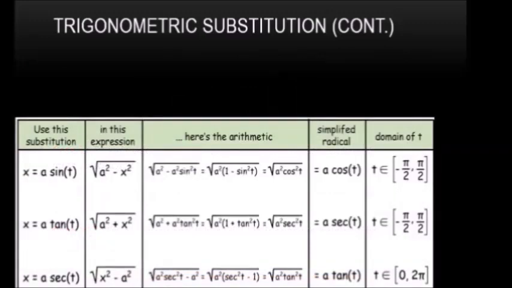This table here is helpful if you have an integration in terms of the box that's labeled in this expression. You'll be using trigonometric functions to set your x equal to. That way you can use trigonometric identities to simplify your integration. This will be helpful, so make sure you review this as well.